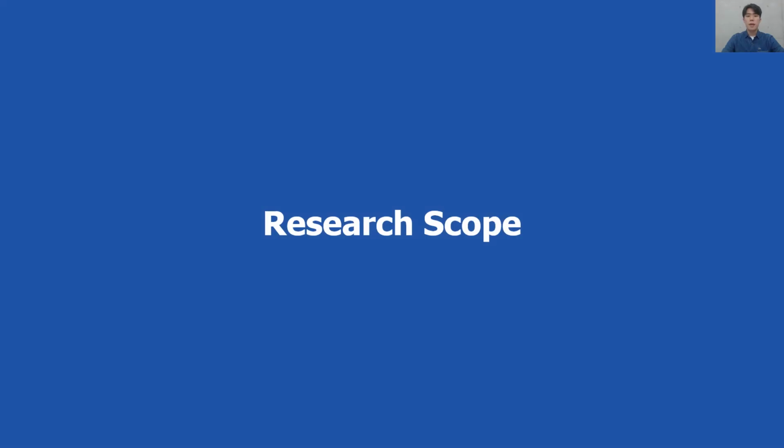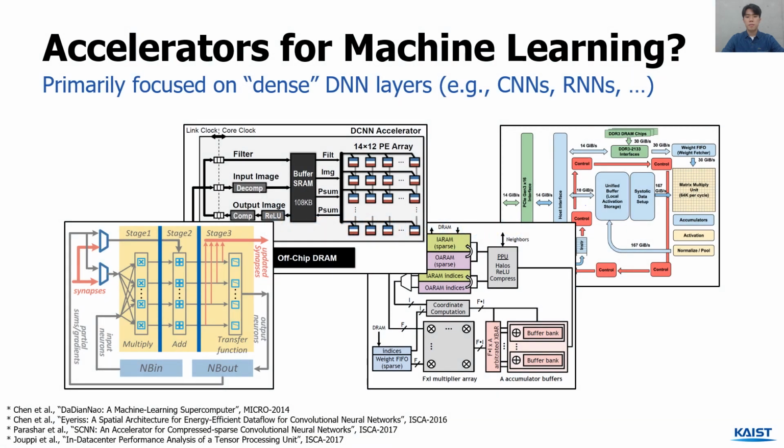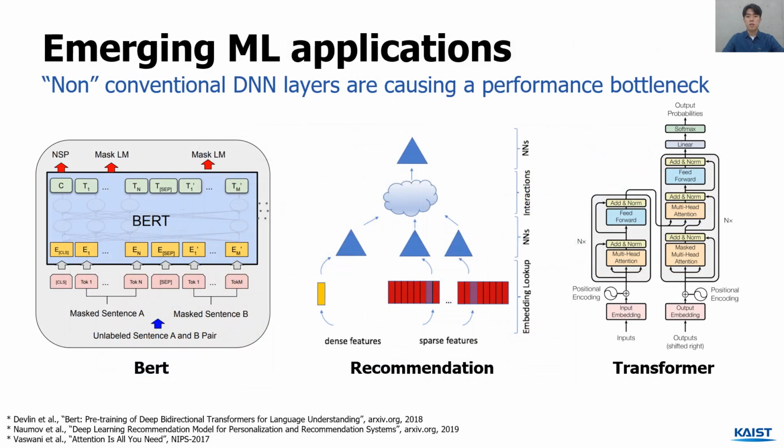First, let me begin with the research scope of this work. Since deep learning became so popular, there have been tons of work on deep learning acceleration, which are primarily focused on accelerating the dense and compute-intensive DNN layers, such as DNNs and RNNs. However, for emerging machine learning applications shown in this slide, non-conventional DNN layers are causing a serious bottleneck and limiting performance improvements.